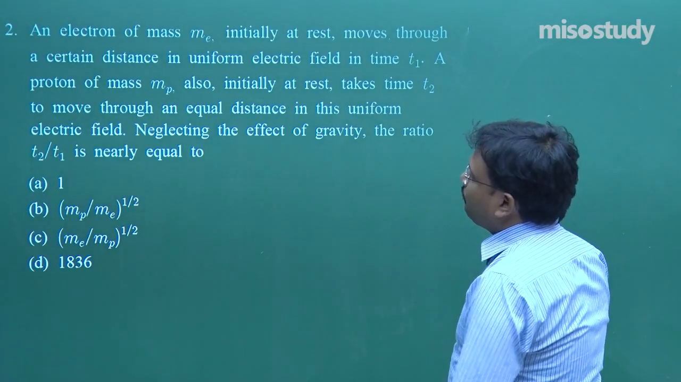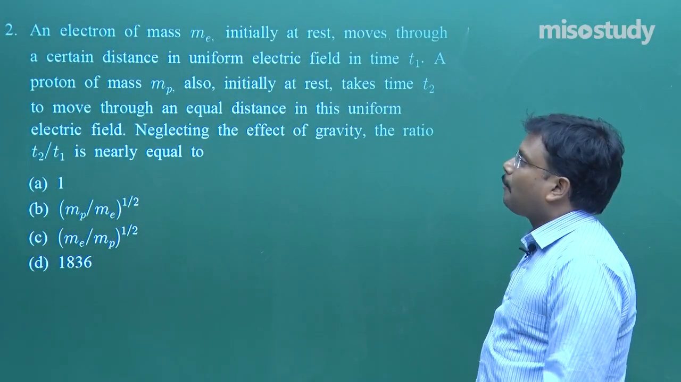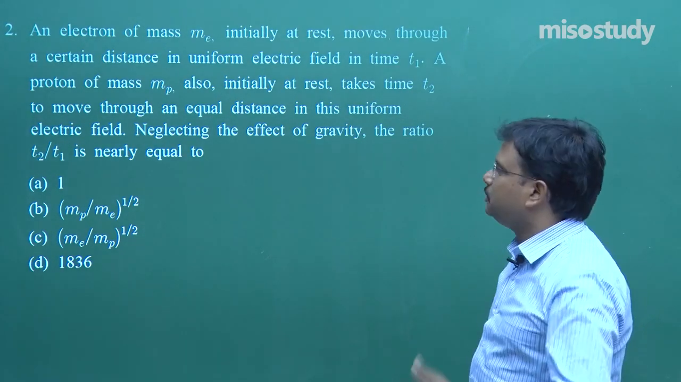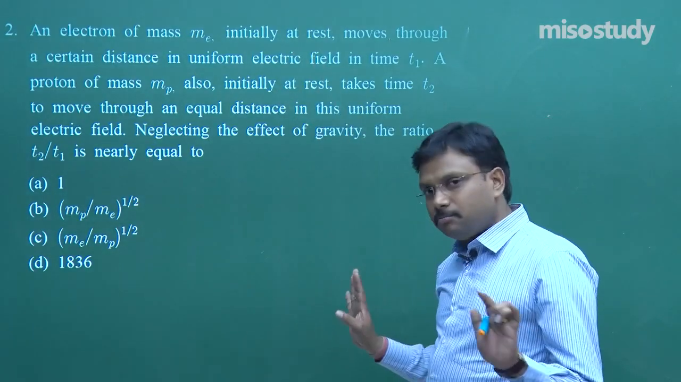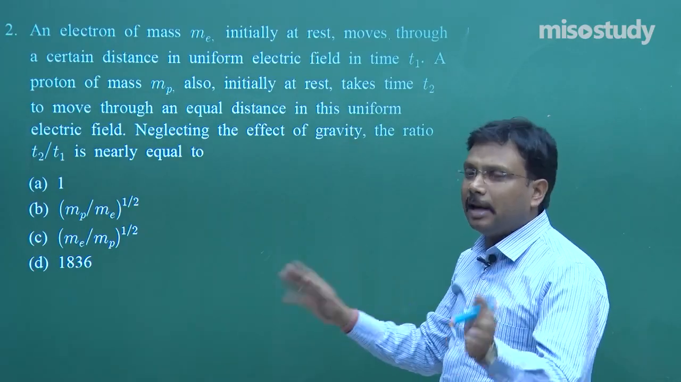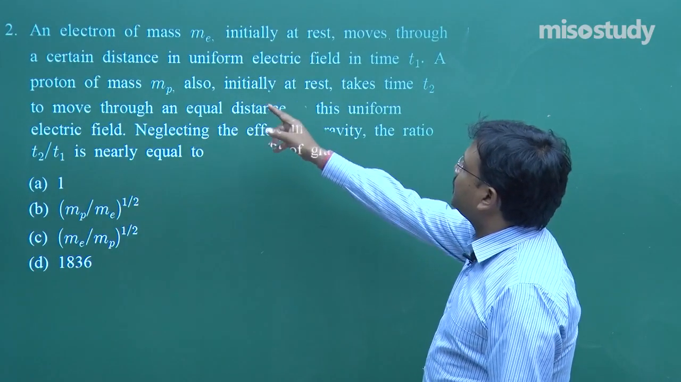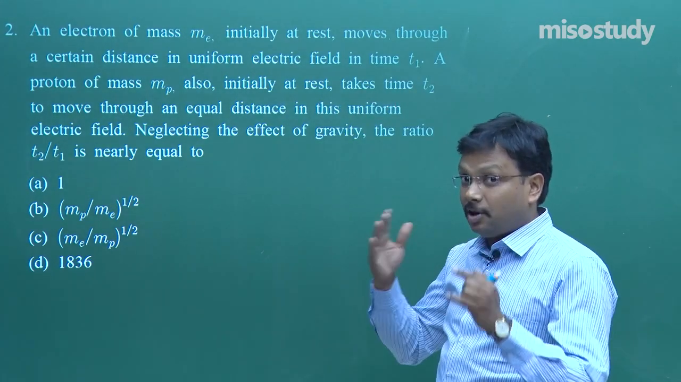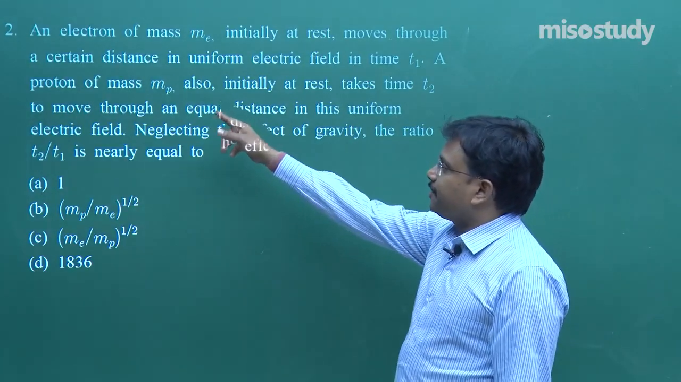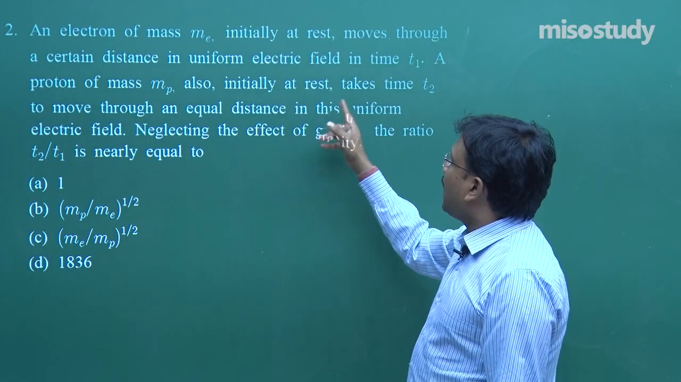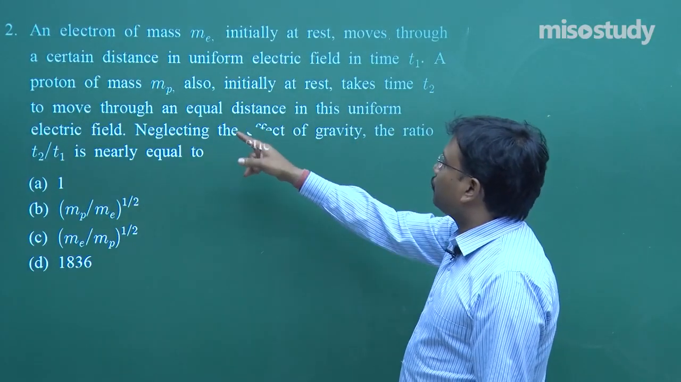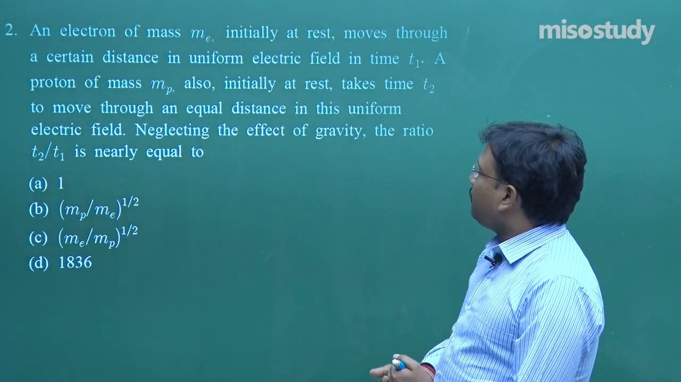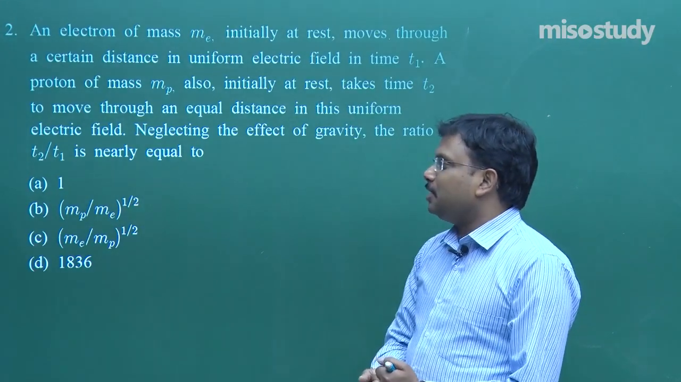And in this next problem, what is the question? First try to understand. An electron of mass me, me is a symbolic representation of the mass of electron in general, initially at rest, moves through a certain distance in a uniform electric field in time t1. Keep visualizing. A proton of mass mp, also initially at rest, takes time t2 to move through an equal distance in this uniform electric field. Neglecting the effect of gravity, what is the ratio of time t2 by t1?